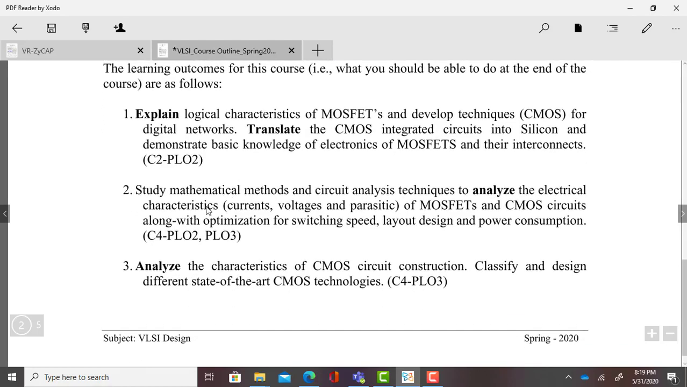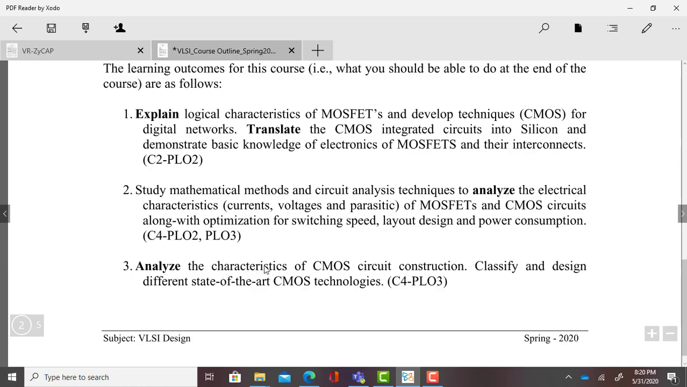Okay. And the second is to analyze it, study the mathematical methods and circuit analysis techniques, and for what? For current, voltage, and parasitics. We will talk about parasitics. Parasitics are those capacitances that I drew between PN junctions, and CMOS circuits along with optimization for switching speed, layout, power consumption.